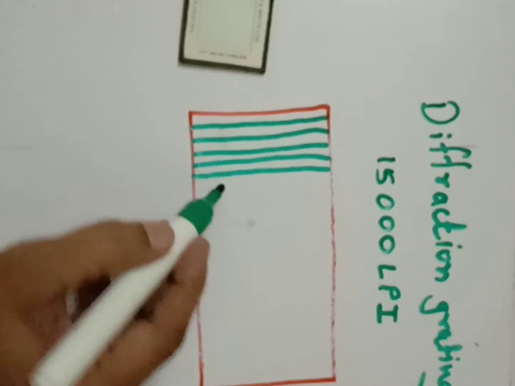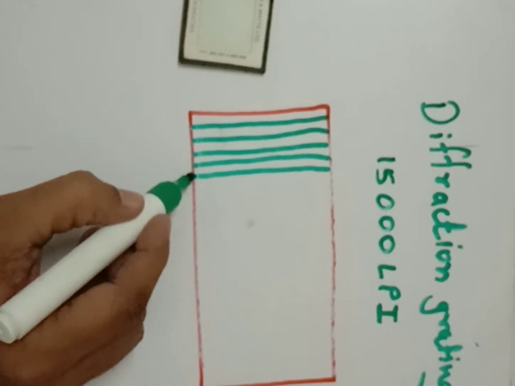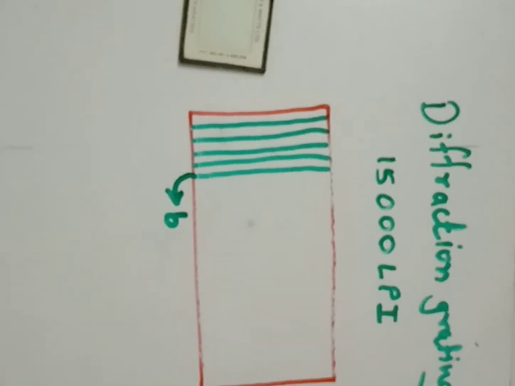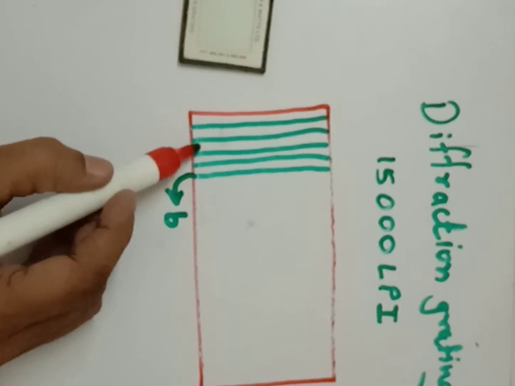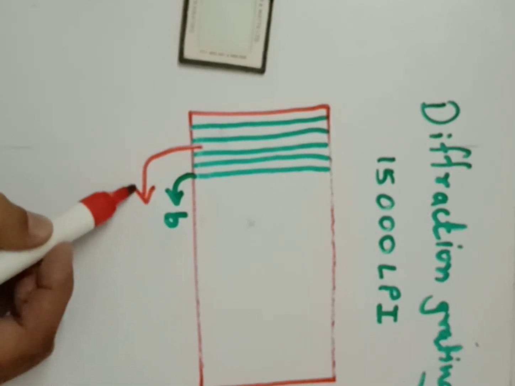then the line ruled acts as an obstacle of width b. So this is a straightforward obstacle of width b, and between two lines the portion left is the slit of width a.